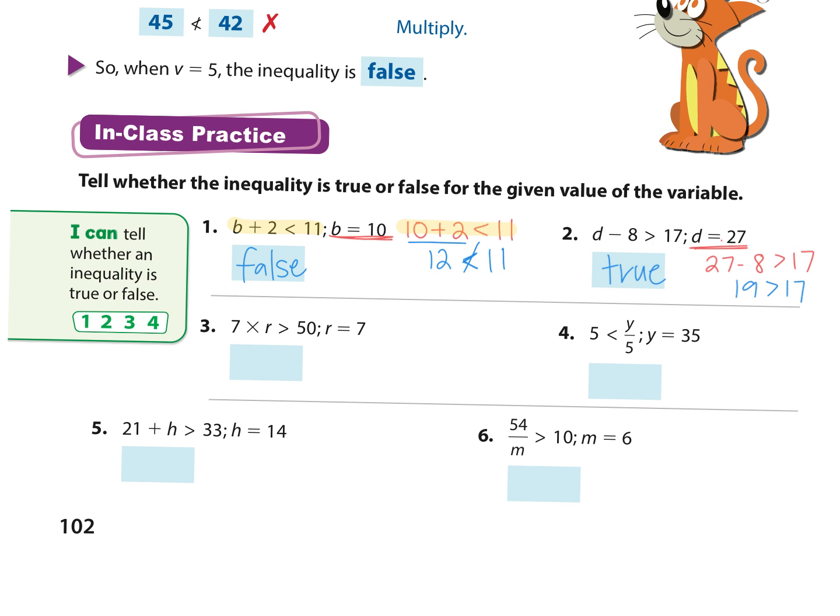Okay, let's jump down to number 4, because I want to look at a fraction. This one says 5 is less than y over 5, so that means 35 over 5. Now, what does a fraction mean again? What operation? It means divide. So what that actually means is that 5 is less than whatever 35 divided by 5 is, which is 7. And is that true or false? Okay, with your tables, go ahead and do 3, 5, and 6 together, and then we'll check them.